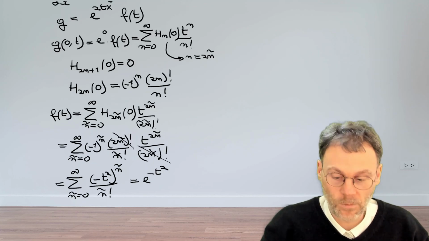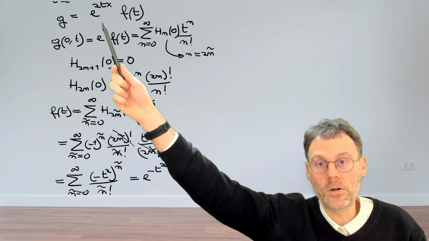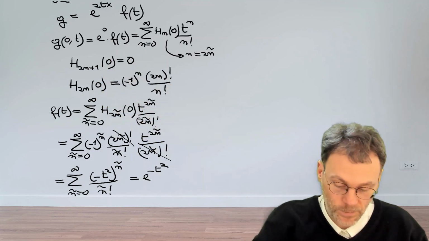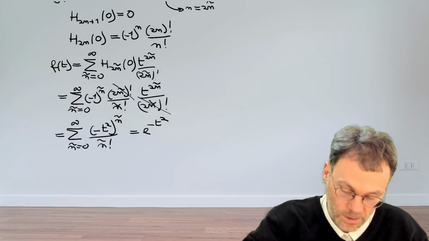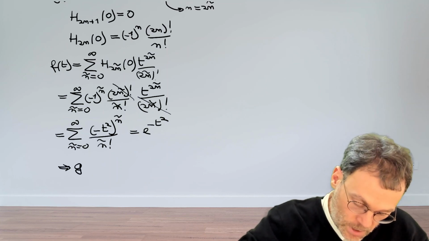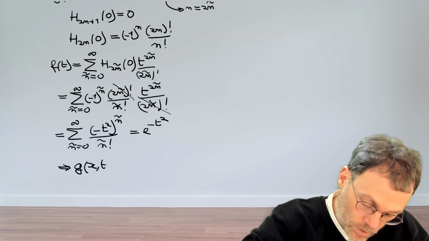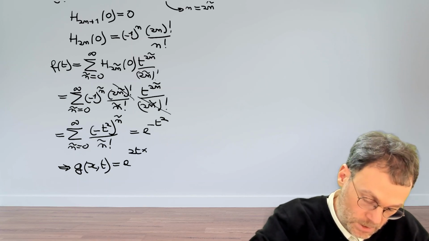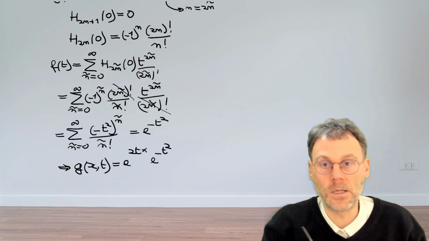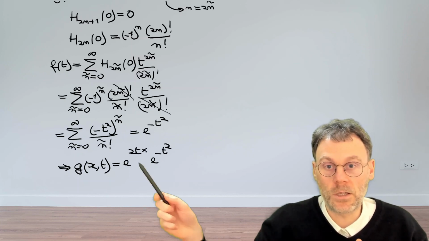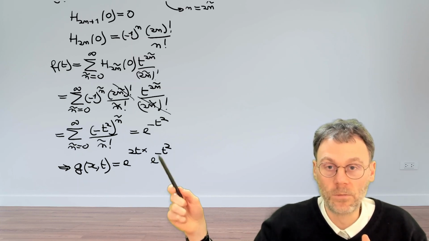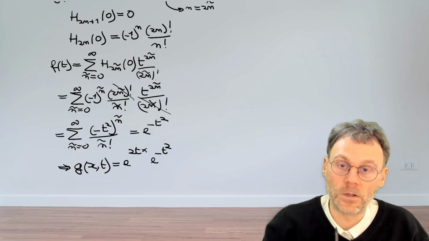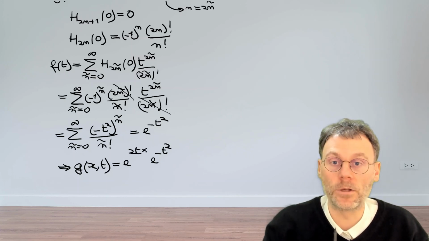And then combined with what we already know here, that our generating function is our f of t times that exponential, well, that finally allows us to draw the conclusion that our generating function of x, t is indeed exponential 2tx times exponential minus t squared. So this thing is not as arbitrary as it would seem. You can just derive it from the structure of the differential equation for the Hermite polynomials. So that's nice.